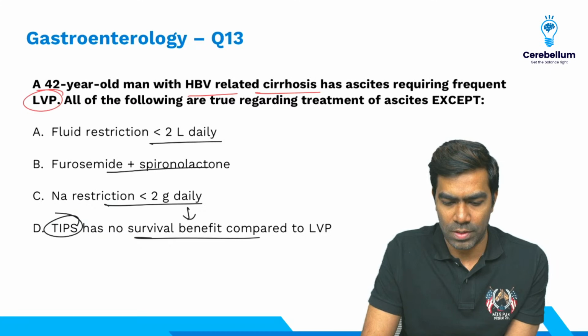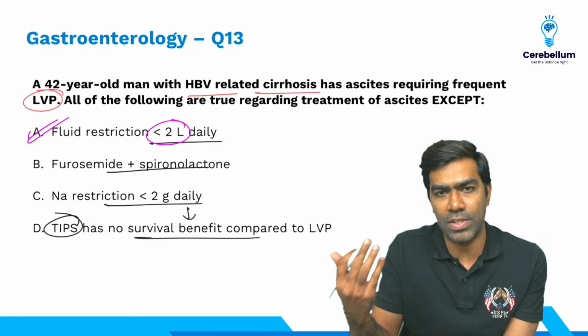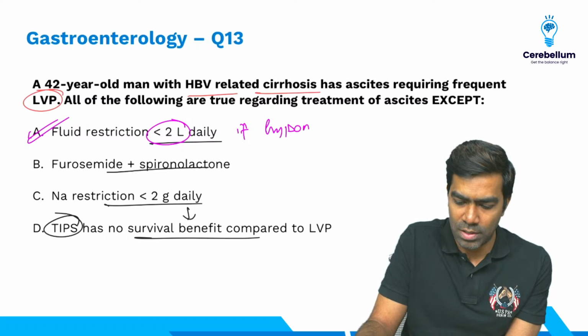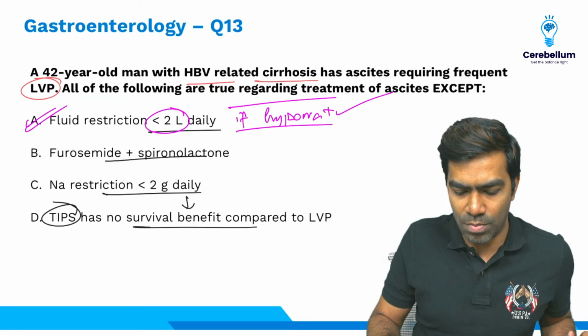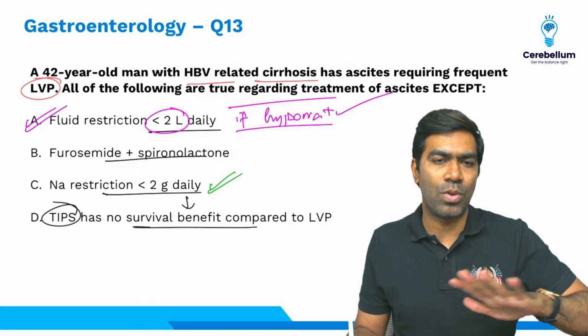Yes, the first answer itself is basically correct. Fluid restriction less than 2 liters per day, that's something that's not required. When you give fluid restriction to a patient with cirrhosis or heart failure for that matter, only if the patient is having hyponatremia are we going to allow fluid restriction. Otherwise, there's no need for fluid restriction. You can just go for salt restriction. That's fine. It's a very, very important treatment. Most of the times, refractory ascites will be due to high salt intake. So restrict the salt. That's number one.